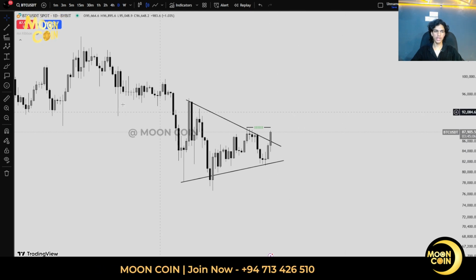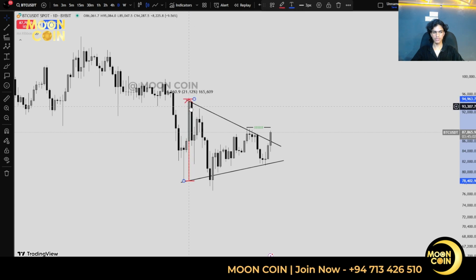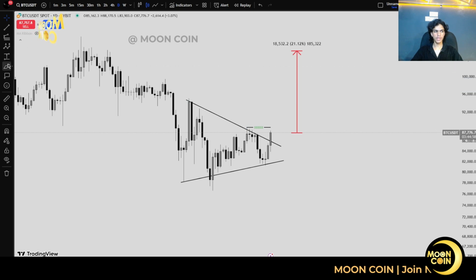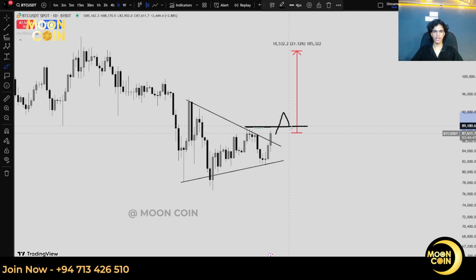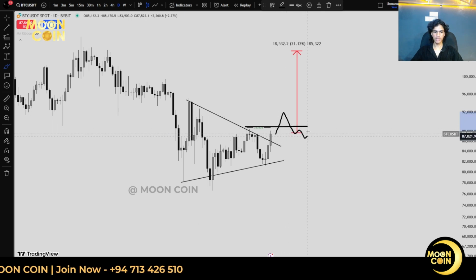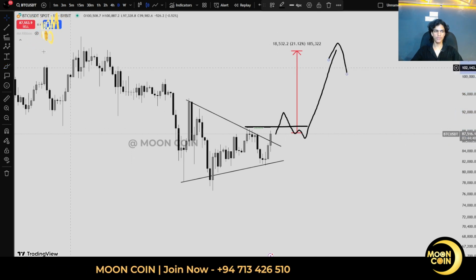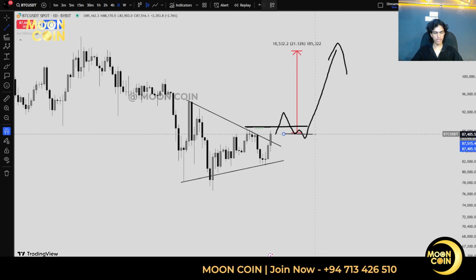So since it has broken to the upside, the direction and the targets could be here. To make this breakout a valid one, it should break this high also, because this is a strong high. If this is broken with strong bullish candles, we can expect a pullback, and then you can go for a pump from here. If you're looking for trades, you can look for trades in the pullback.